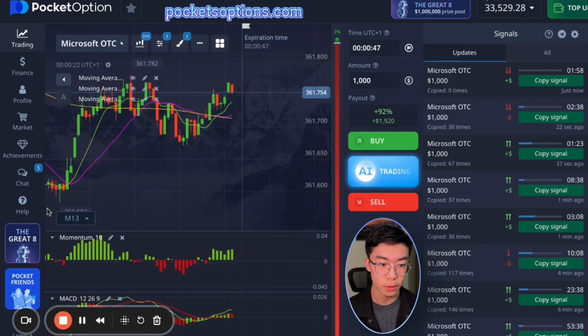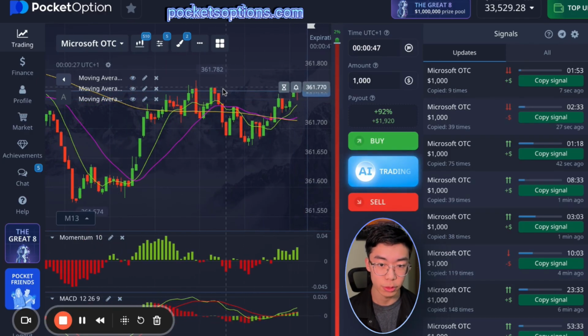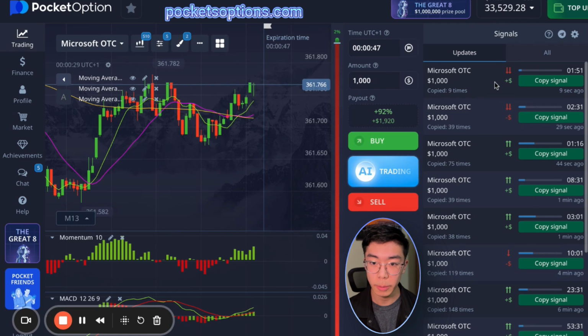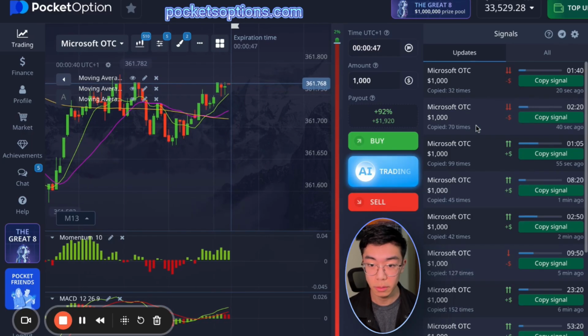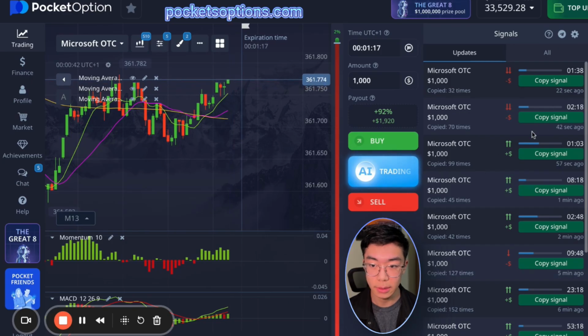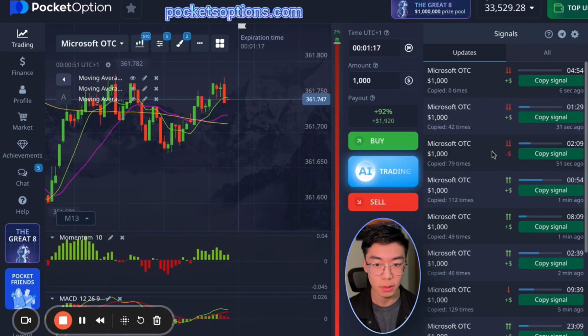So on Microsoft, right, let's go to this chart here. Things are potentially hitting some sort of resistance right here. So people are betting that it'll go down, some betting that it'll go up within the next minute. In the next 2.5 minutes, people are betting that it'll go down. This just started, so let's see how this plays out. It's copied 79 times.